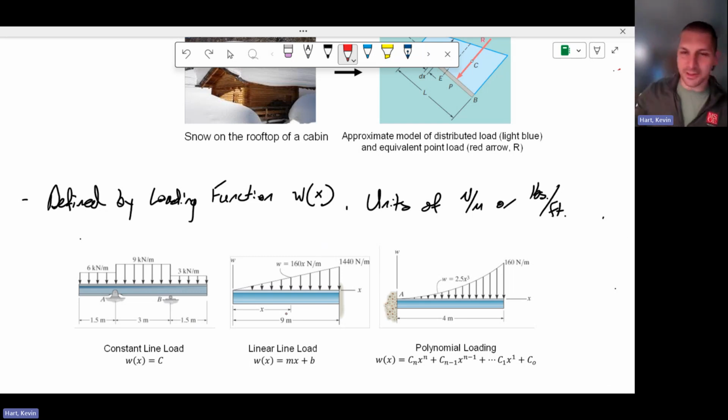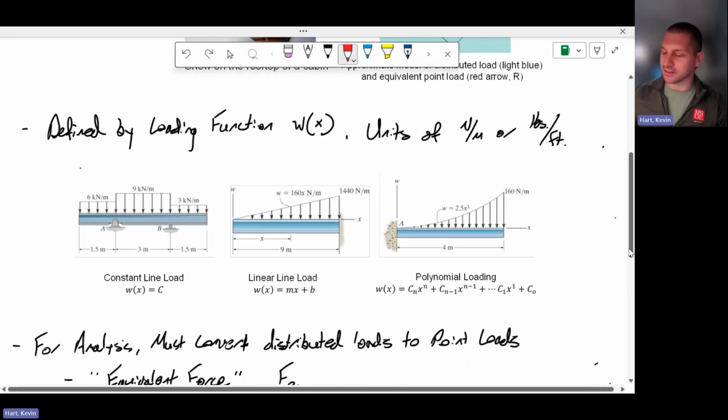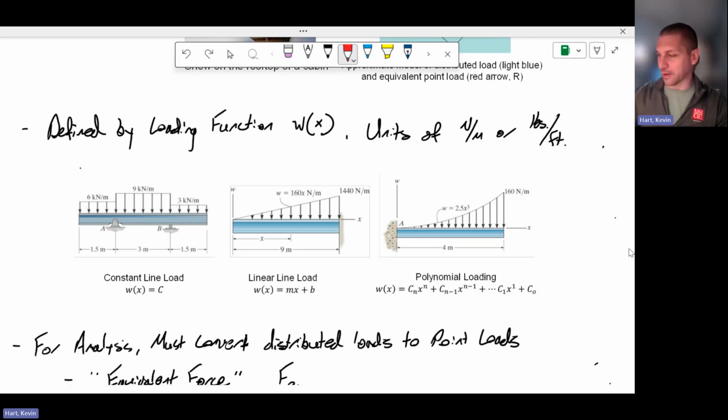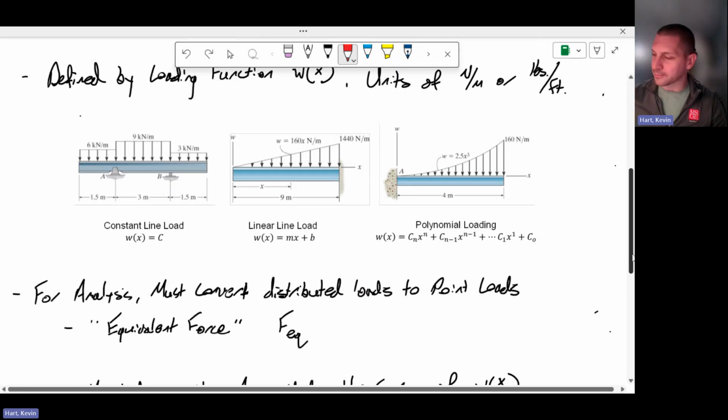In some situations you can have some really crazy type of loading function. On the far right here, we're showing a polynomial distribution. Here, w is 2.5x to the third. A bit of a crazy one, but the way that we analyze these and figure out how to create an equivalent force for this distribution is the same, no matter whether we have constant, linear, polynomial, sinusoidal, whatever. It doesn't really matter. It's just a general polynomial loading that you might see in your math class, but the strategies will generally be the same.